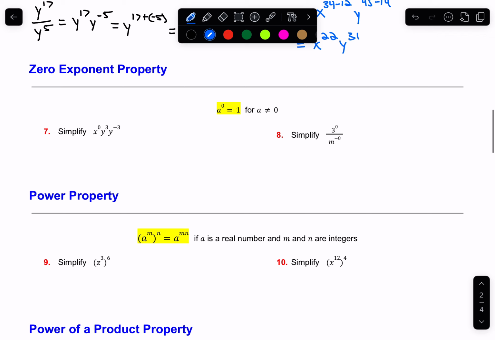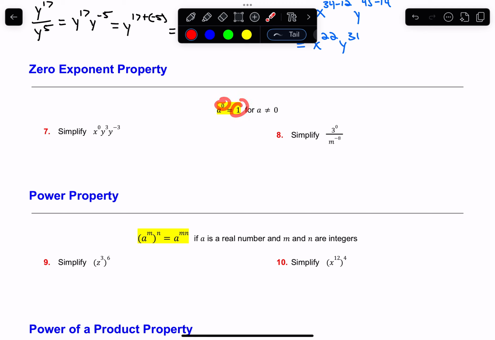Okay, next one, number 7, the zero exponent property. We have that anything to the power 0 equals 1. So a to the power 0 is 1 no matter what a is. All right, unless a is 0. But we don't talk about that case. Just kidding. 0 to the power 0 is not covered in this class. But if it's anything else to the power 0, then we're going to get 1 here.